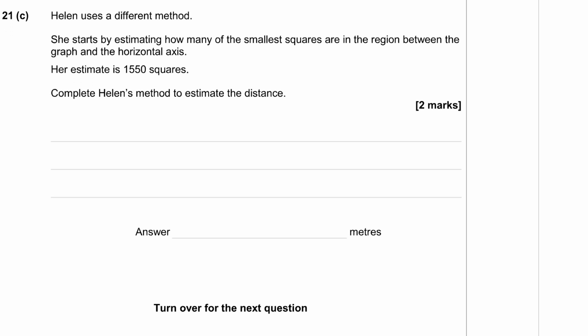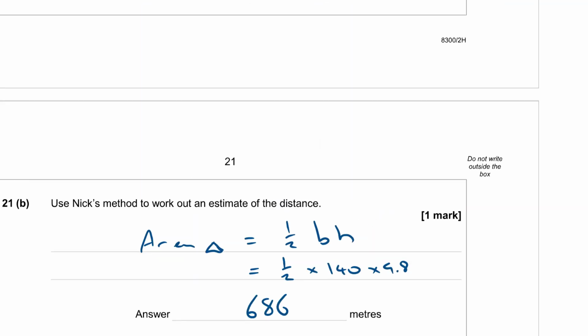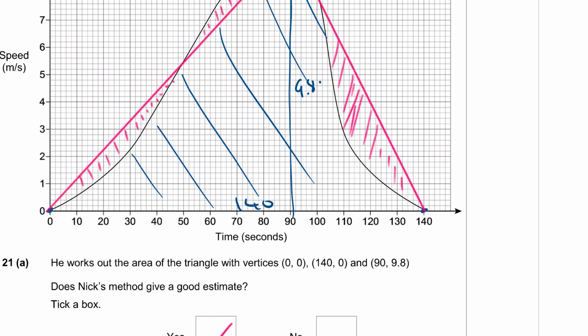Okay, Helen uses a different method. She starts by estimating how many of the smallest squares are in the region between the graph and the horizontal axis. Her estimate is 1,550 squares. Complete Helen's method to estimate the distance. So it looks like Helen had a lot of time on her hands, and she's counted all these little squares that lie underneath the graph and added them all up, and she's found there's 1,550 of those.